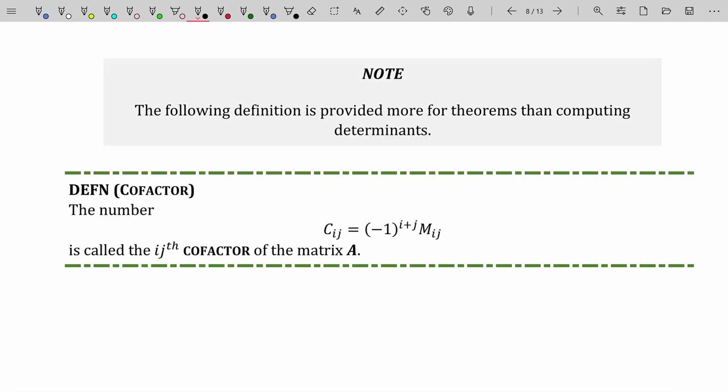Now, before I give you the next definition here, I just want to make a little statement that some of the definitions when it comes to objects in mathematics, specifically determinants that we're working on right now, they're given because we need them when we discuss things in theorems, but in use, we really rarely talk about them. So that's what this definition's all about. It's provided more for theorems than for computing determinants.